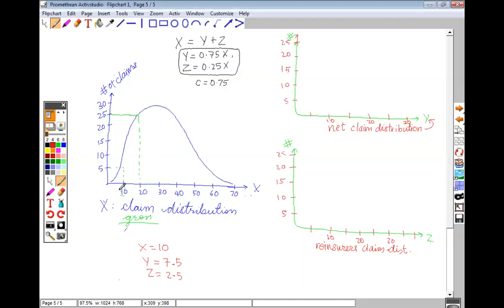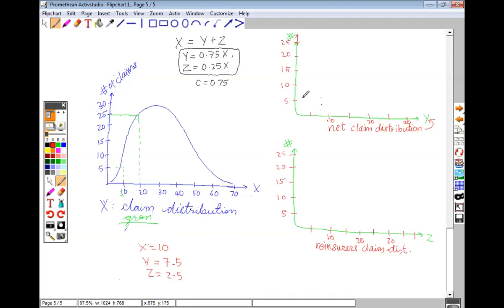So I want to care about this. So my x is 10, and if my x is 10, I know my y will be 7.5 and my z will be just 2.5, right? So my y is 7.5, I know. And I know that the number of claims that I, as the direct insurance company, will be only 5. So this is my 5, let's say. And right here is my 7, and right here is my 7.5.